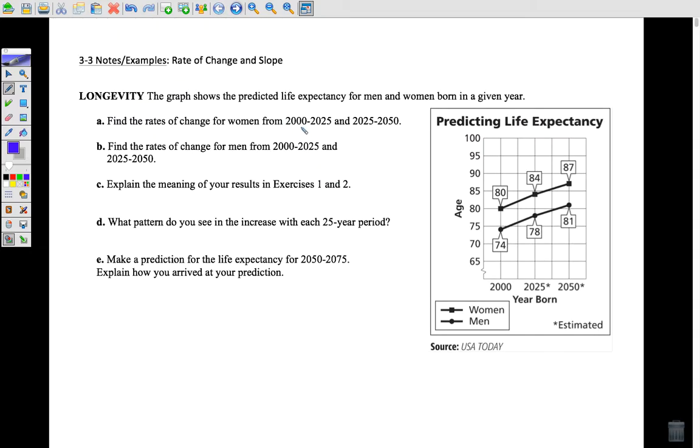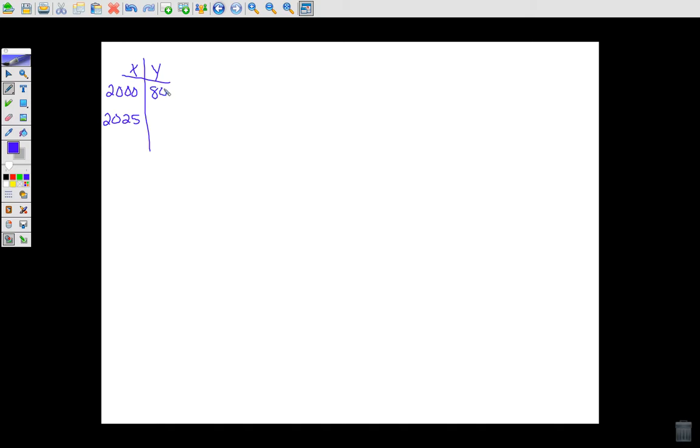So what I'm going to do is I'm going to make a little X, Y table. We're going from 2000 to 2025. Okay, so it wants us to find the slope. So first I need to know for the women what my age was. So here, we're looking at the women that has the square. So for 2000, we're at 80. For 2025, we're at 84. So I'm looking at these two numbers right here, 80 and 84. So I'm going to write that down in my y values. So we have 80 and 84.